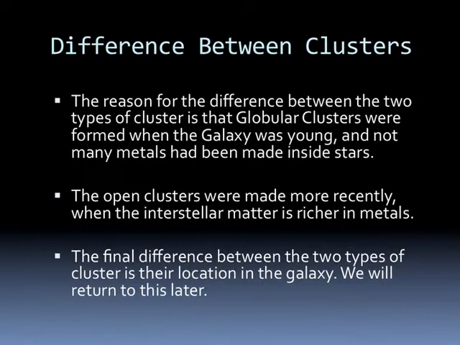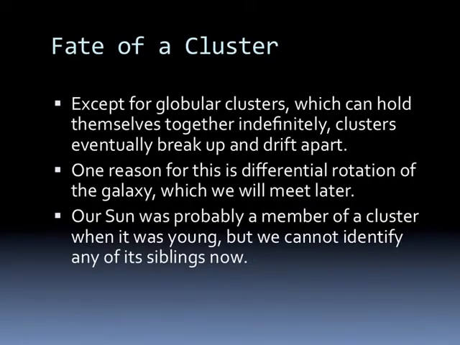The final difference between the two types of cluster is their location in the galaxy, and we'll return to this later. Now, except for globular clusters, which can hold themselves together indefinitely, clusters eventually break up and drift apart. And one reason for this is the differential rotation of the galaxy, which we'll talk about later. Our Sun was probably a member of a cluster when it was young, but we cannot identify any of its siblings now.